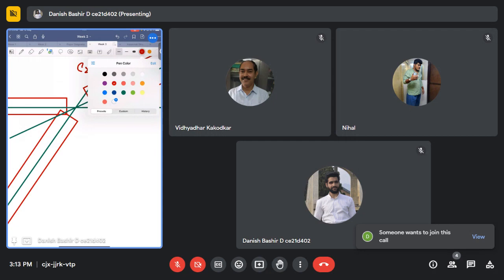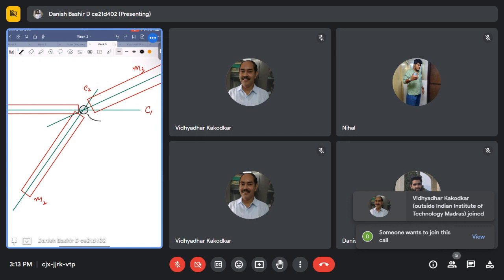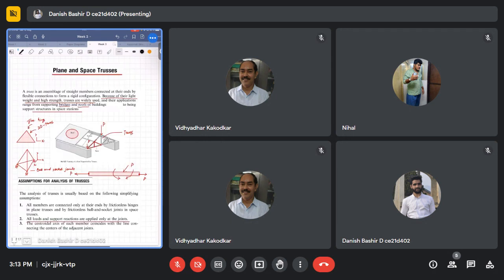Okay, you look how beautifully this is intersecting at the joint here. That is the basic point of this assumption, that the centroidal axes of all the members intersect at the joint. Okay, so what happens is that the load transfer is through axial tension and axial compression only because of this assumption.